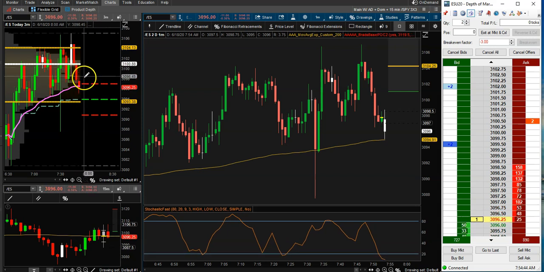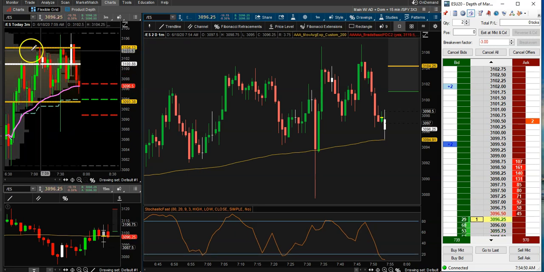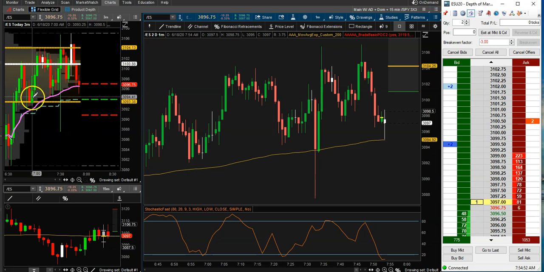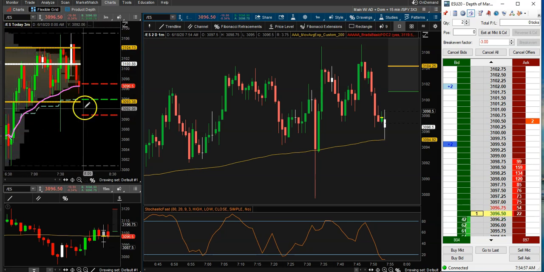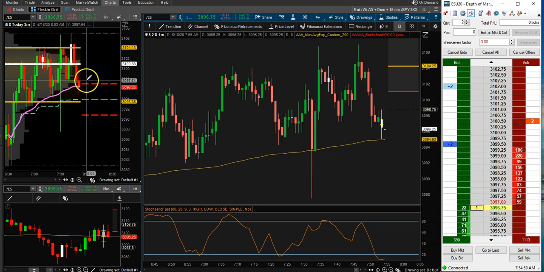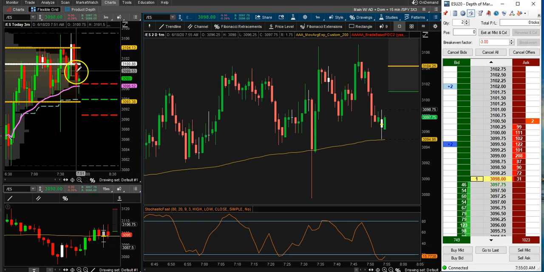I think price will probably bounce back up to fill in the market profile. We actually have a nice P formation starting to form. We have a little bit of excess up here, a lot of excess down here. So I'm looking for price to just kind of churn right now, come back and start to fill in this area.